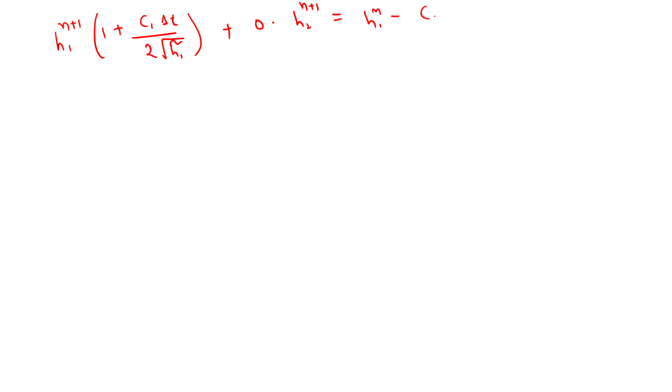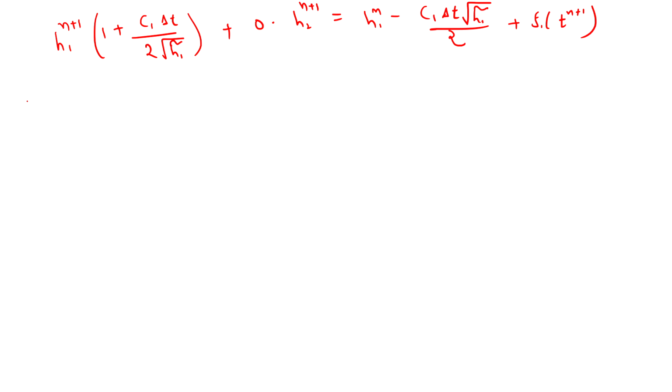So the discretized form of the first equation becomes (1 plus c1 delta t upon 2 root h1 tilde) h1^(n+1) plus 0 times h2^(n+1) is equal to h1^n minus c1 delta t root of h1 tilde upon 2 plus f1(t^(n+1)).